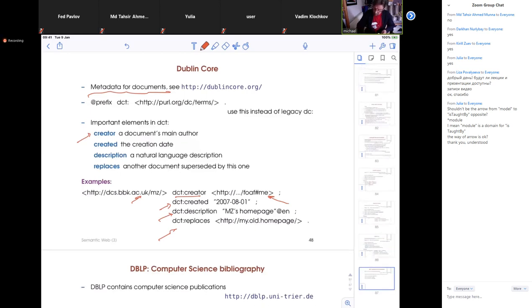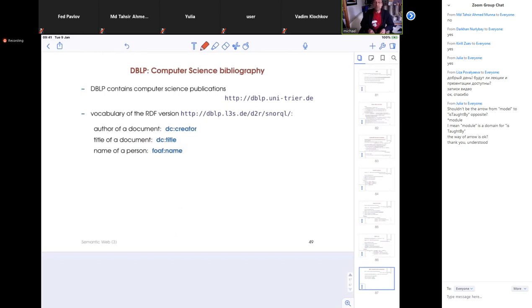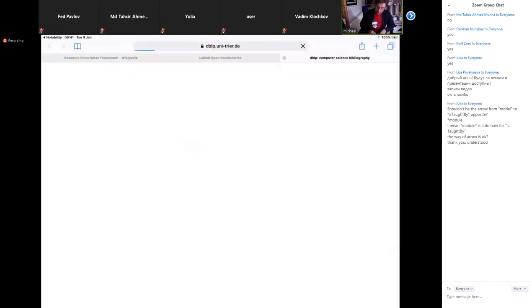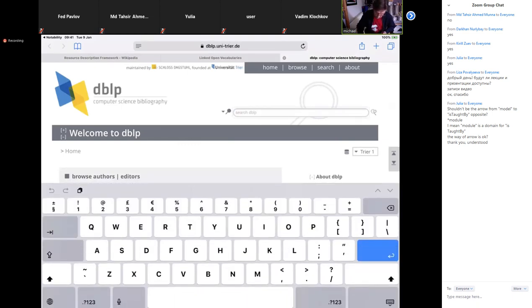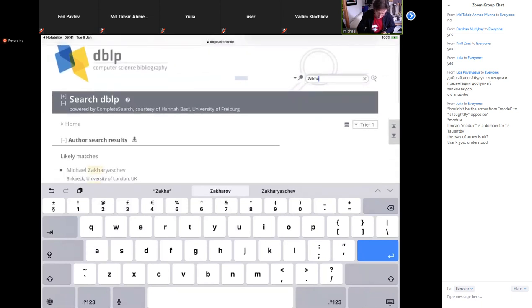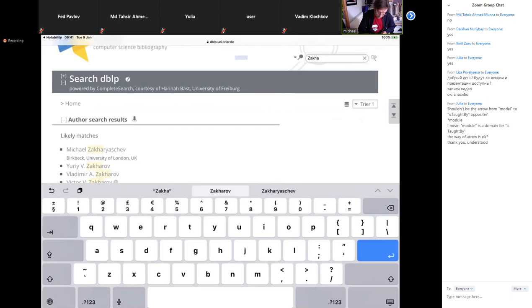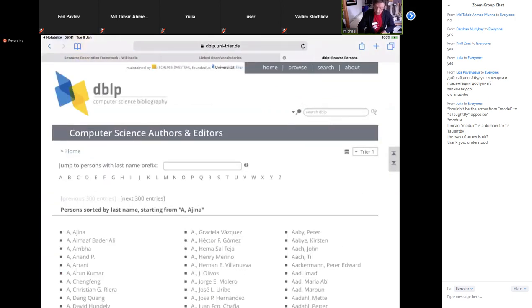Okay, and my last example is this one. It's DBLP. It's a computer science bibliography. It contains nearly all, not all, but nearly all publications in the world. If you go there, computer science publications here, and well, I don't know, let me say, if I start writing myself, oops.